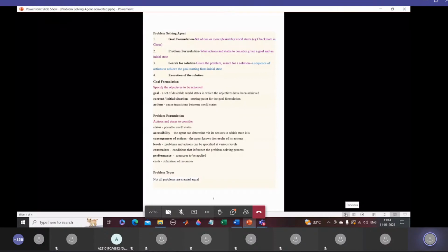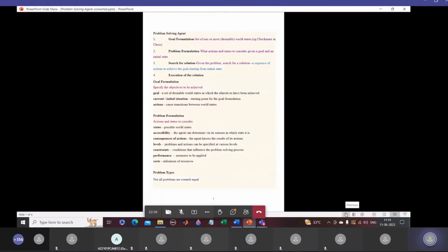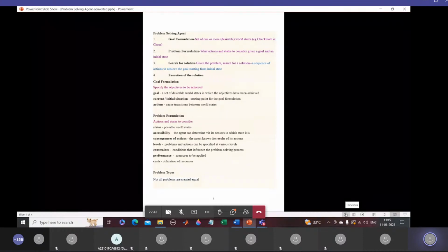And the state, whether it is accessible, and what are the consequences of the action, what are the different degrees of belief, what are the constraints you have, how the uncertainty is going to be handled, and what would be the cost. All these things have to be considered for your problem formulation. Decision theory combines the probability theory and utility.